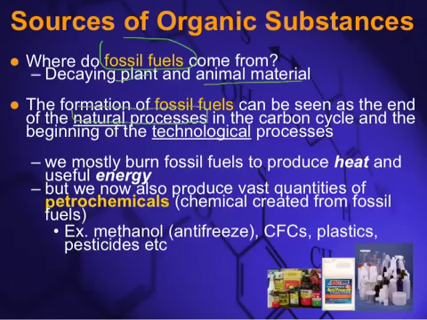However, humans can take fossil fuels and combust them, burn them to give us energy, and that is the beginning of a technological process. We mainly burn fossil fuels for heat and energy. Some of this useful energy can be considered as light or movement, in forms such as cars and airplanes. We also use fossil fuels as a petrochemical, which is the starting reagent for things like plastic, methanol, or pesticides.